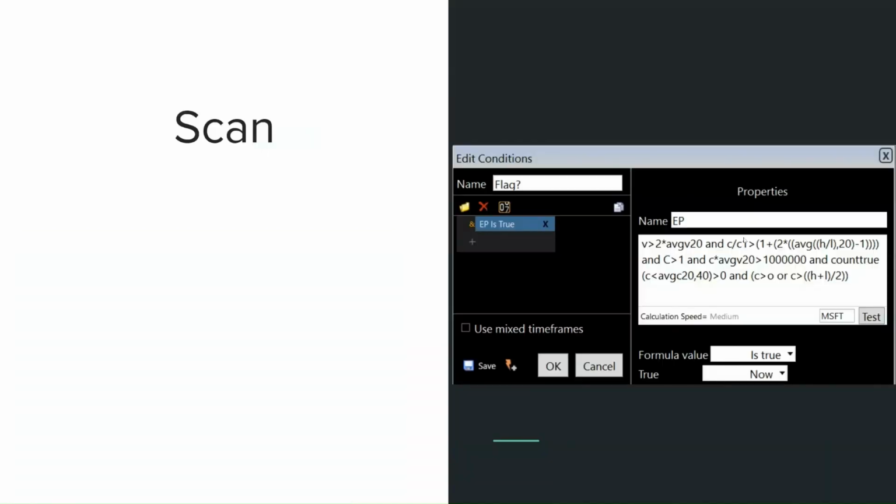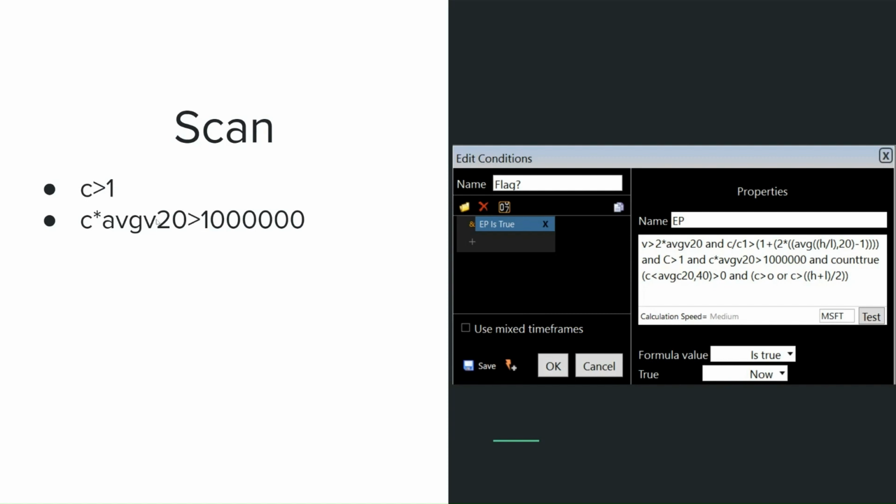So this is the scan that I use to find the earnings winners. This is a software called TC2000, and I use it as my scanning and charting software. This is the only condition that I put in there, and I'm going to take you through each part of this formula and tell you why it's there and what it means. So let's do the easy one first. C greater than 1 simply means that the price of the stock is greater than $1. And I put this there to remove all the penny stocks.